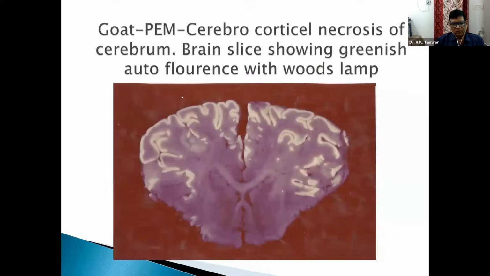This is one photo because my PhD work was on polioencephalomalacia. If an animal died due to polioencephalomalacia and you cut a slice of the brain, with a Wood's lamp this will give green fluorescence. If you don't have a Wood's lamp, you cannot diagnose by seeing this fluorescence.